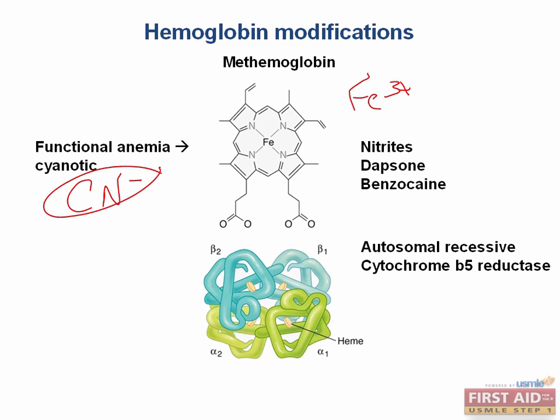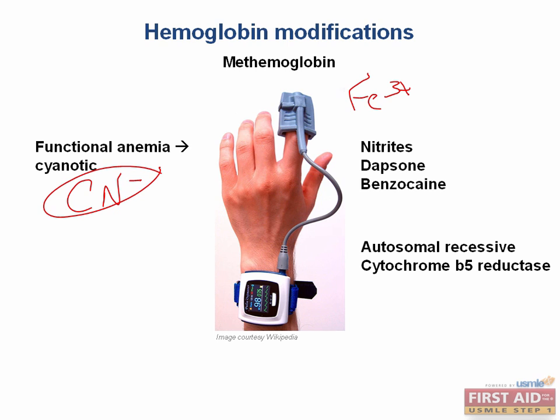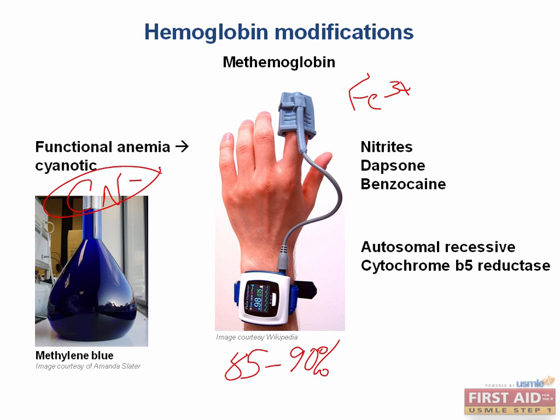So how do you make the diagnosis? The classic presentation here is clinical cyanosis with an oxygen saturation on routine pulse oximetry of 85 to 90%. But when you get a blood gas, the arterial PO2 is normal and the blood is chocolate brown. Acquired methemoglobinemia can be treated with IV methylene blue and by stopping the offending drug.